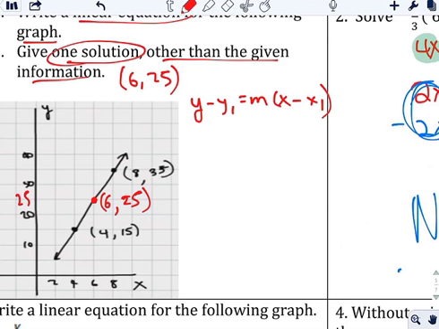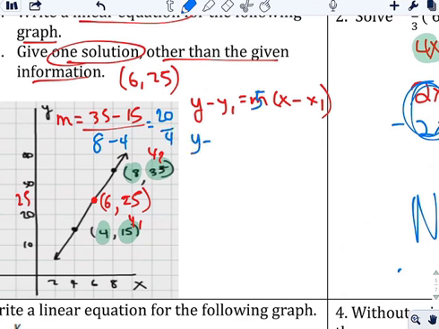Okay. First, you need to find m. M is obviously the change in y. This is y2 minus y1. So m is 35 minus 15 over x2. This is x2, 8, minus 4. And that gives you 20 over 4 is 5.